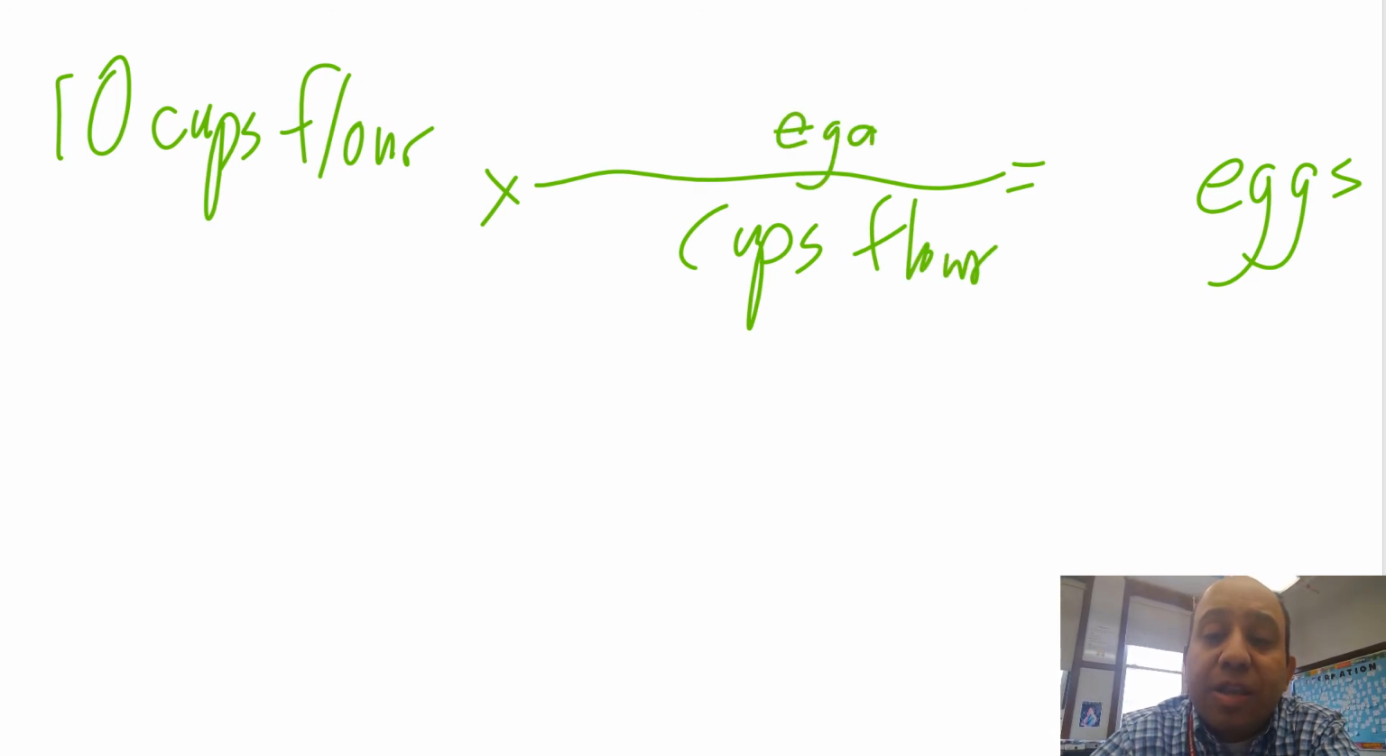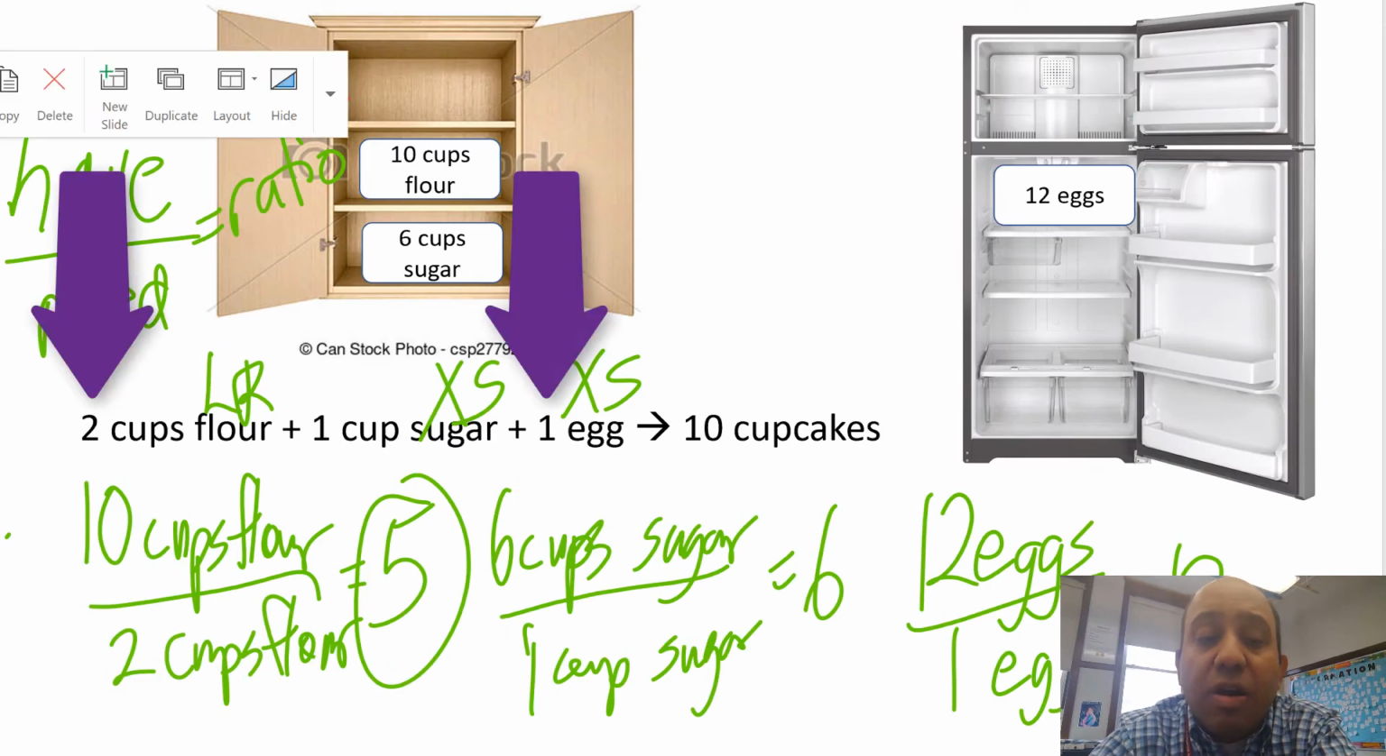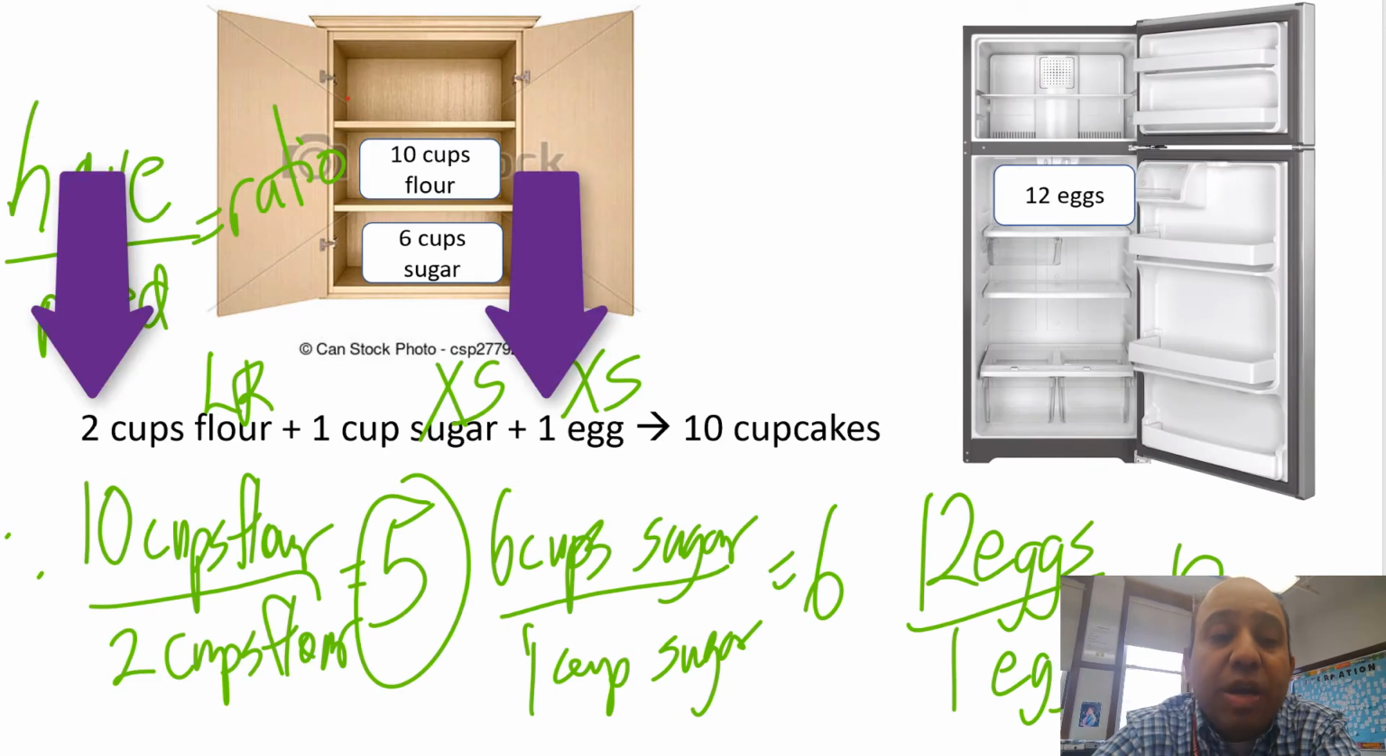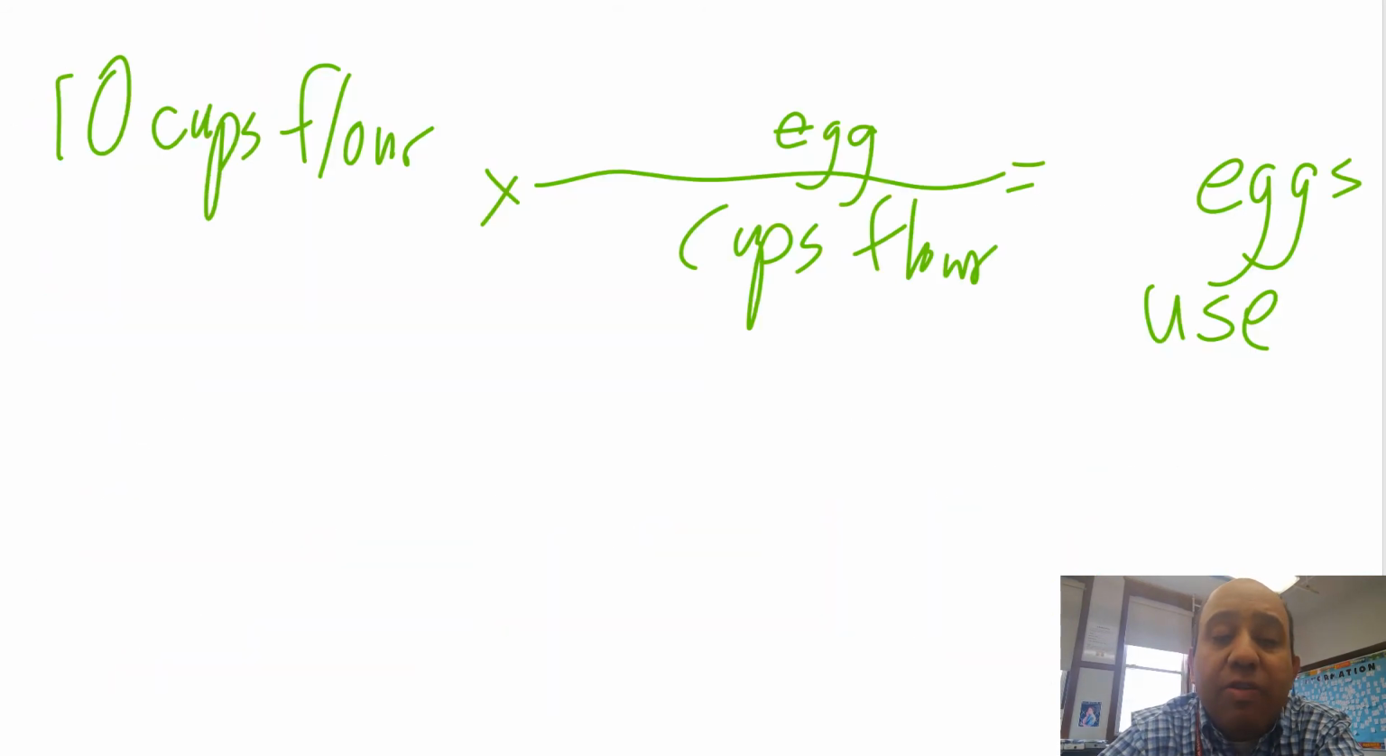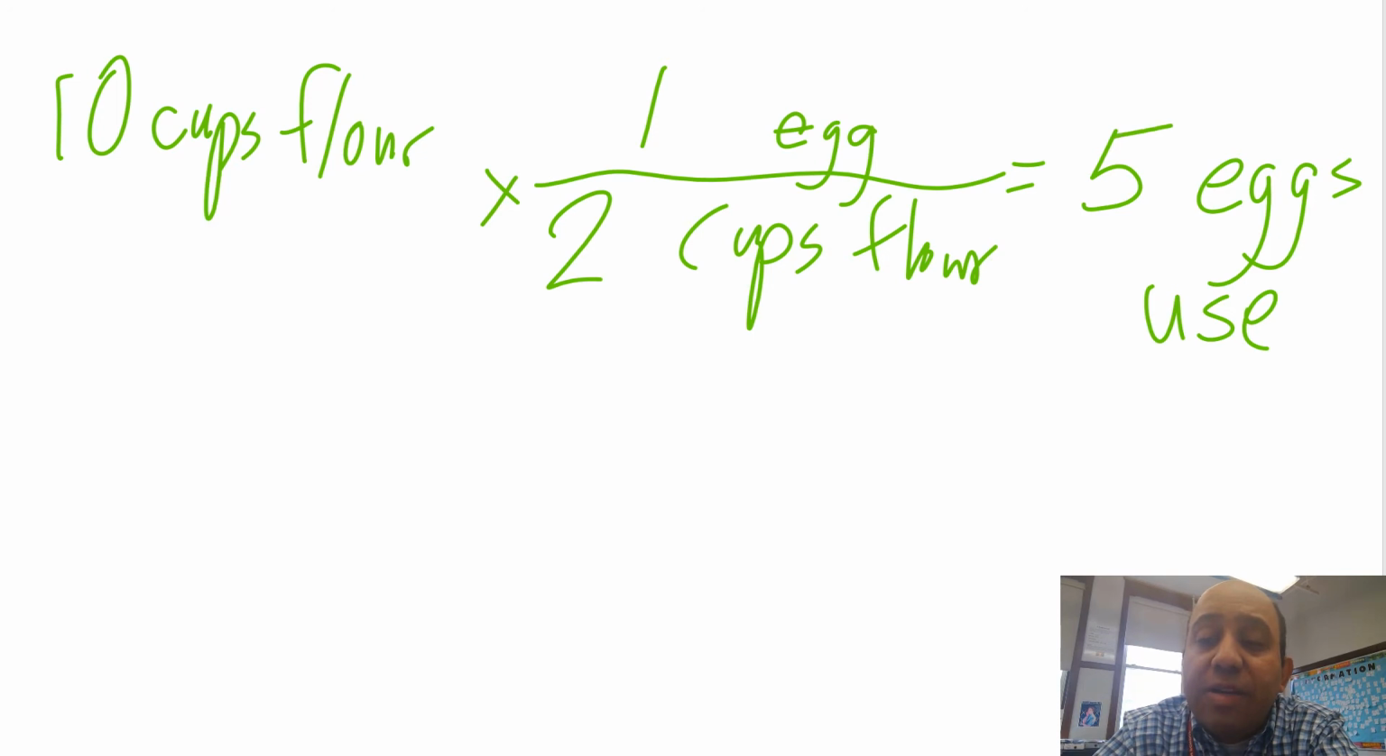Now think about the logic of that. Why are we solving for eggs? Because for every 10 cups of flour, we need to know how many eggs we use. So this is the eggs that we use. Well, again, you look at the recipe, and you see that there's 1 egg and 2 cups of flour in the ingredient side. 1 egg, 2 cups of flour. So it's 10 times 1 divided by 2. That's 5 eggs used, but that's not the leftovers. That's how much is used in the process of baking cupcakes.